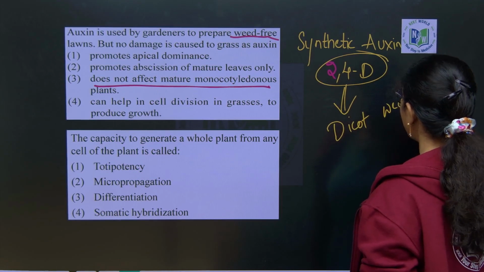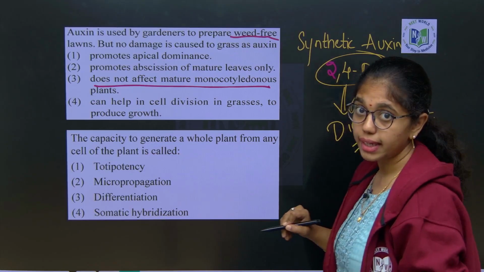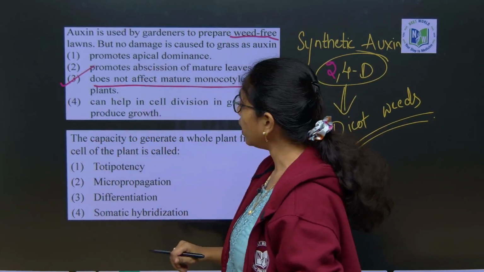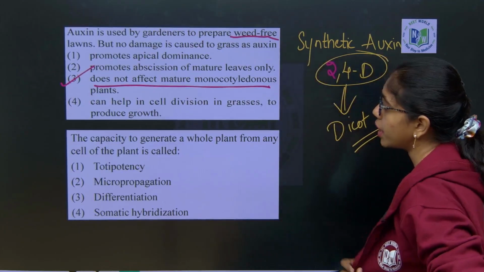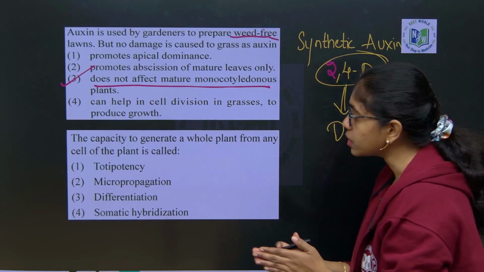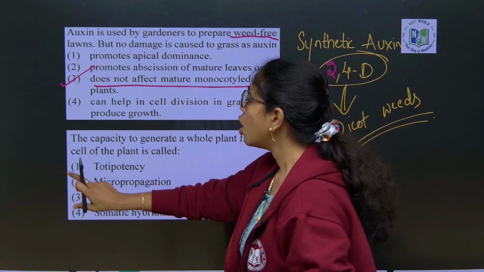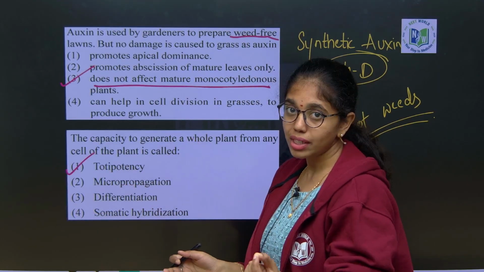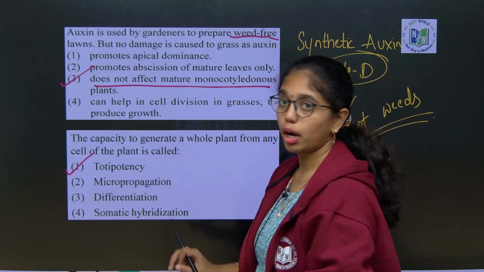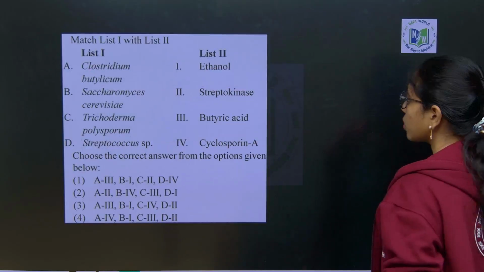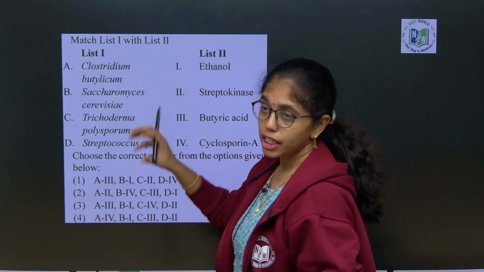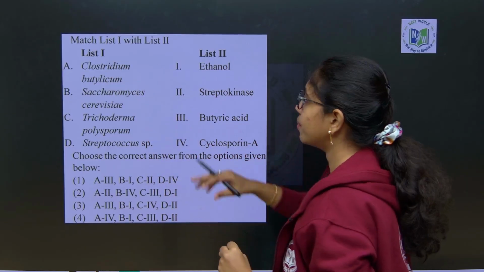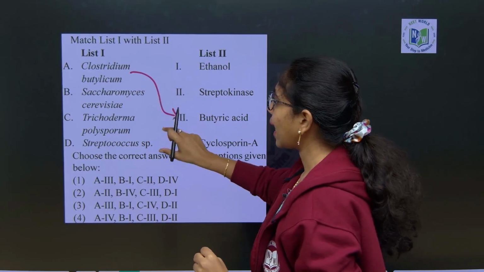This causes major effect to dicotyledonous weeds. So, what is our answer here with option 3? Okay. Next, the capacity to generate a whole plant from any cell of the plant is called as totipotency. The capacity to generate the whole plant from one cell is called as what, Nana? Totipotency. Next, this is from microbes in human welfare, wherein Clostridium butylicum, this will produce butyric acid.